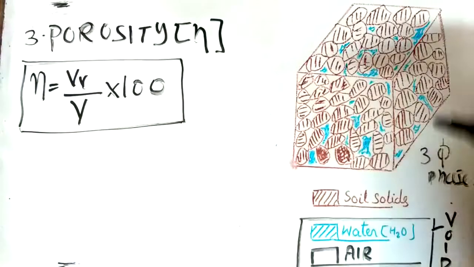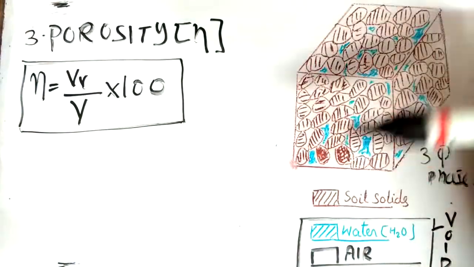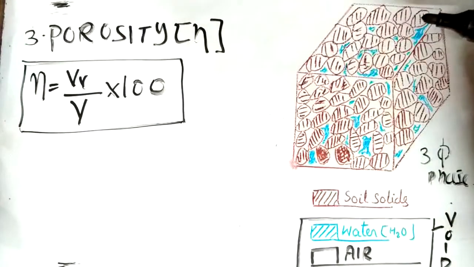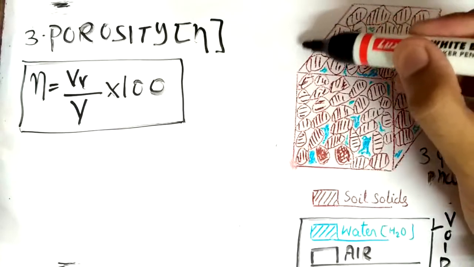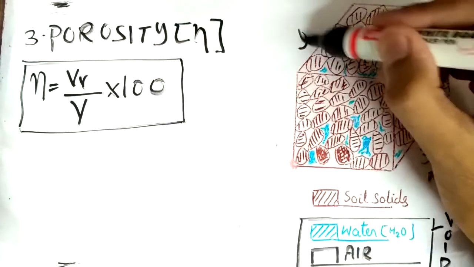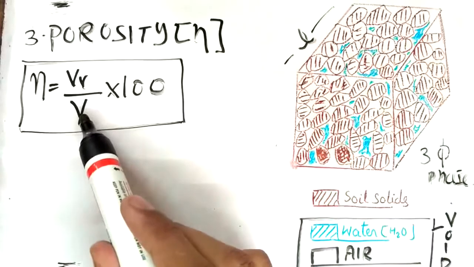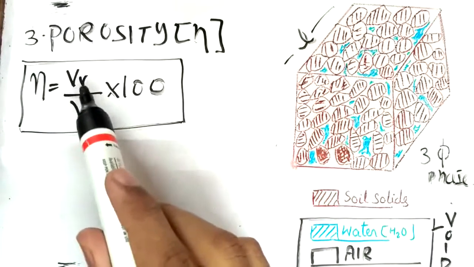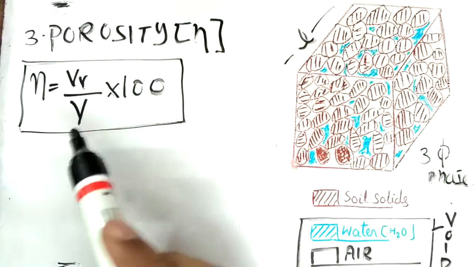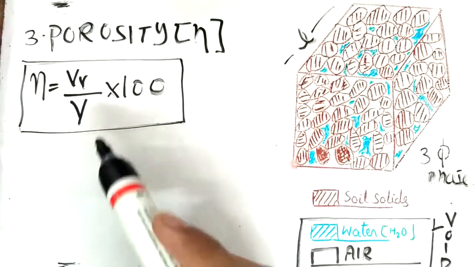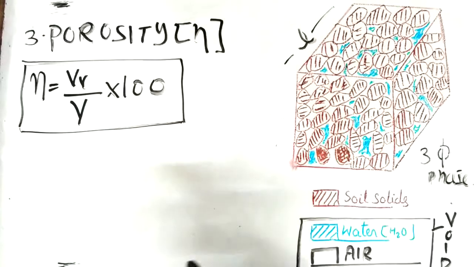So again, if I take the total volume of my soil sample, for example, let's assume this is a cubic sample. If this length is L, then L cube will be my total volume of soil sample. If I somehow calculate the volume of voids and divide the two, I find the ratio and I will get the porosity value. Now let's talk about the main thing, that is the limits.